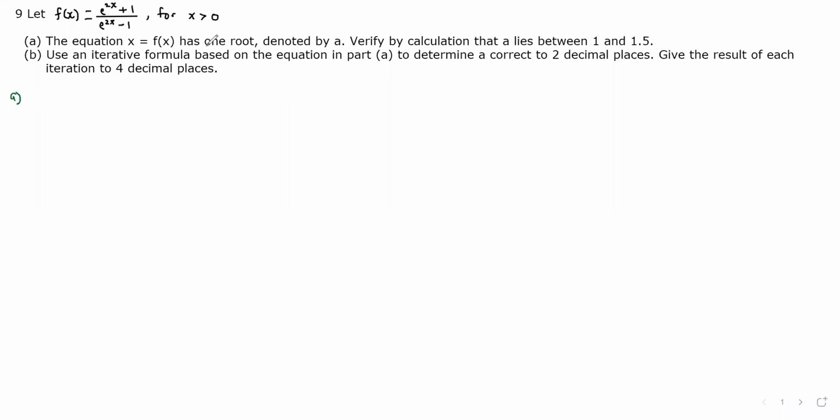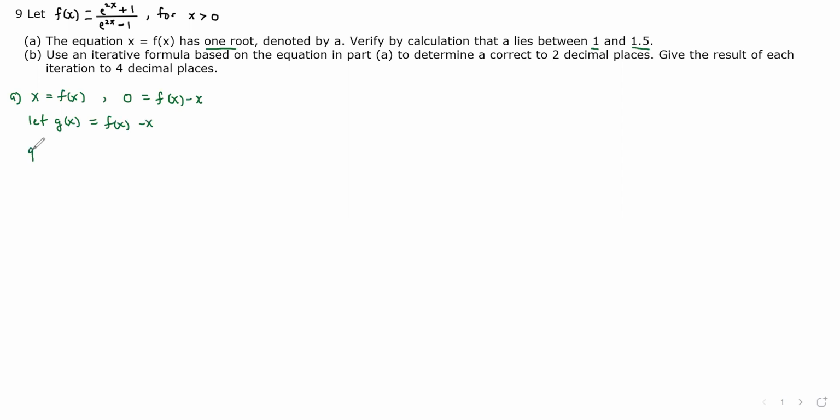The equation x equals f(x) has one root. We are to verify by calculation that this root is between 1 and 1.5. Say x equals f(x), we can rearrange and write this as 0 equals f(x) minus x. So we can let g(x) be f(x) minus x.